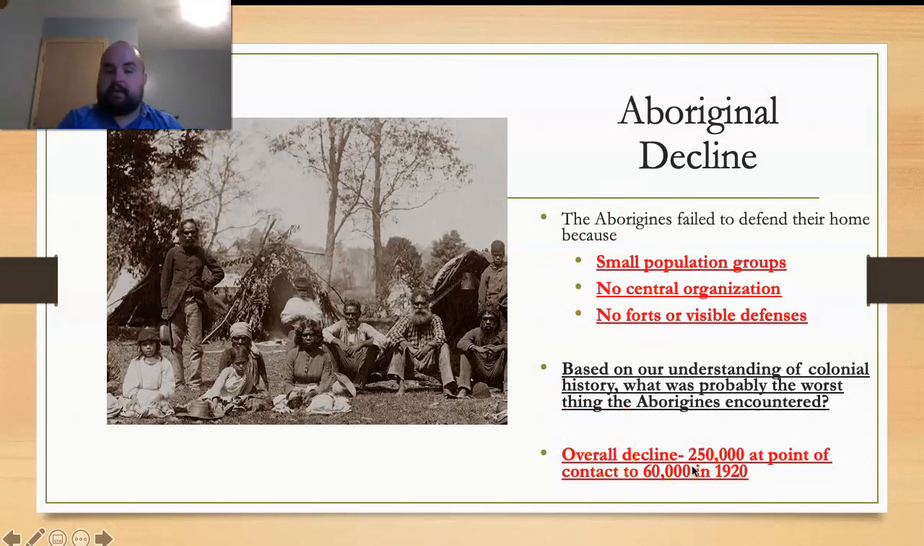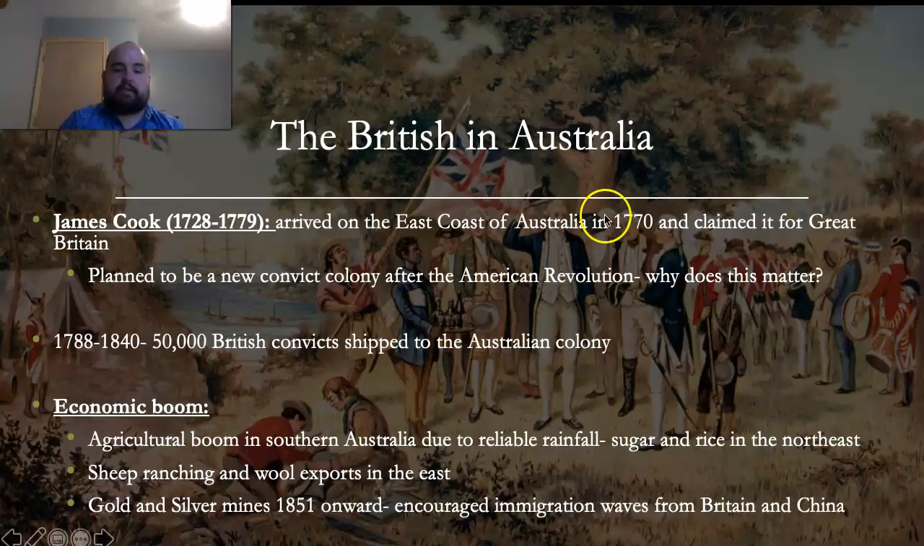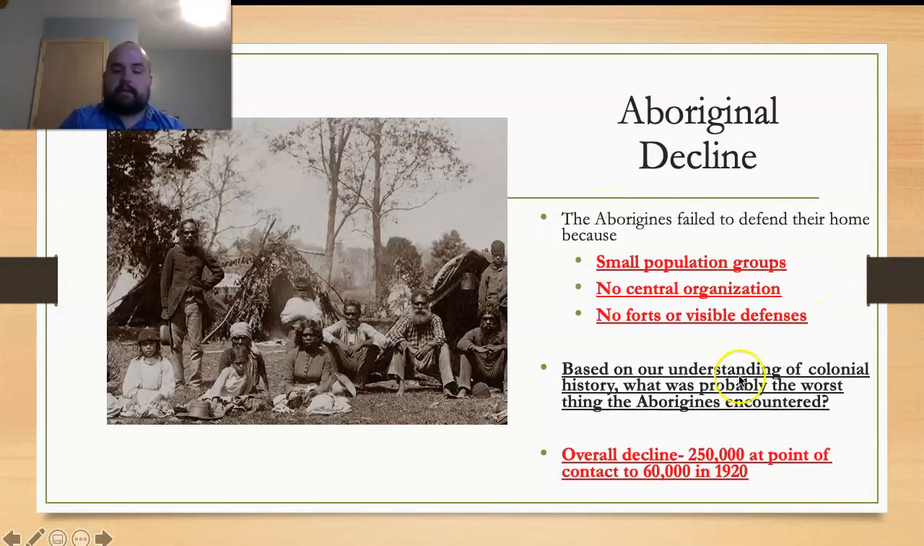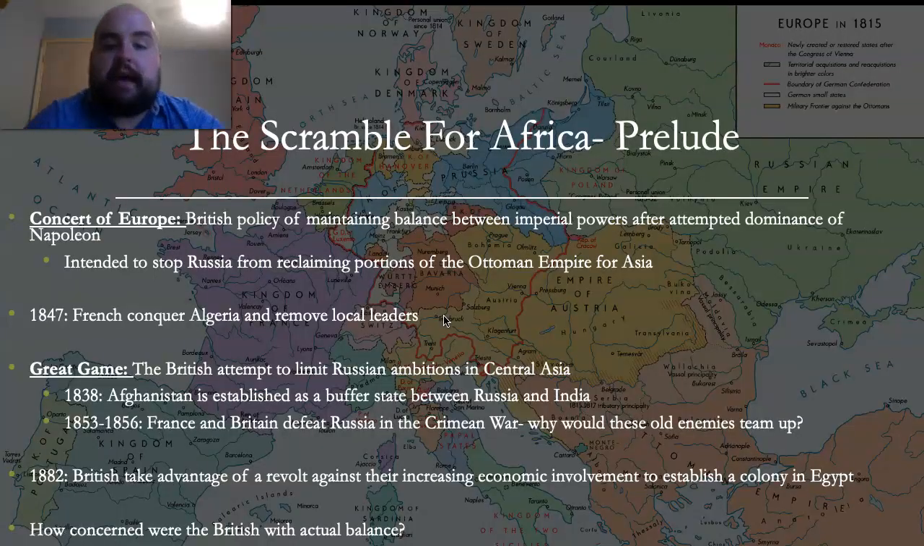It is estimated that there were about 250,000 Aborigines living across Australia at the time of that initial contact in 1770. By 1920, the population had gone down to about 60,000. So basically, almost 200,000 died at least after the point of contact. So again, this shows the devastating impacts of this initial colonization. Next, we'll look at Africa a bit and what the scramble for Africa was like.